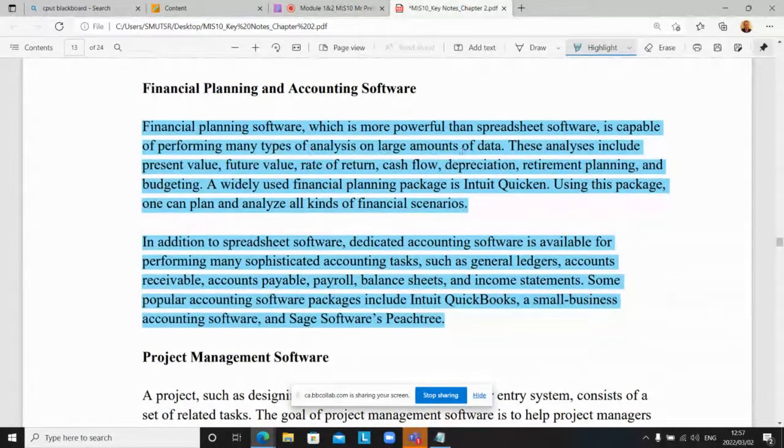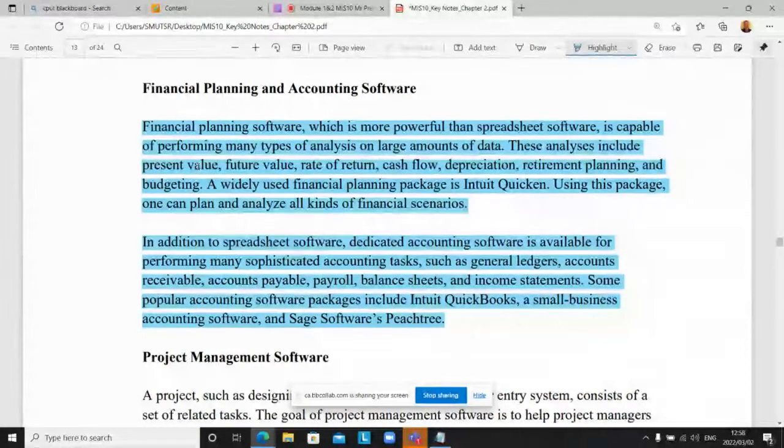Okay, they can handle a large amount of data. The analysis can be done, and all the things that you guys are going to do as accountants: present value, future value, rate of return, cash flow, depreciation, retirement planning, budgeting. And then they give you an example of Intuit Quicken. Using this package can do all of those things above.